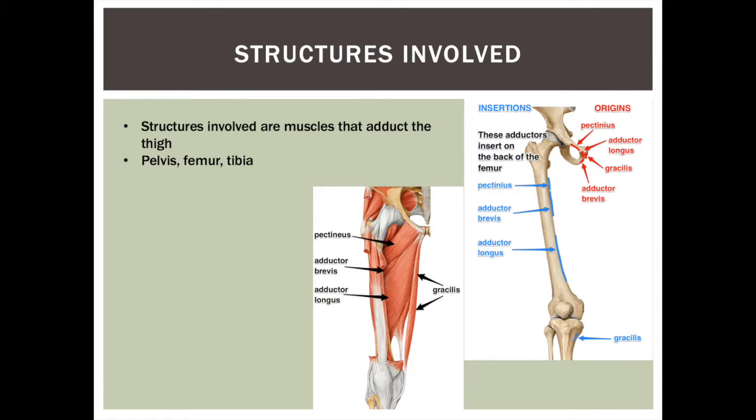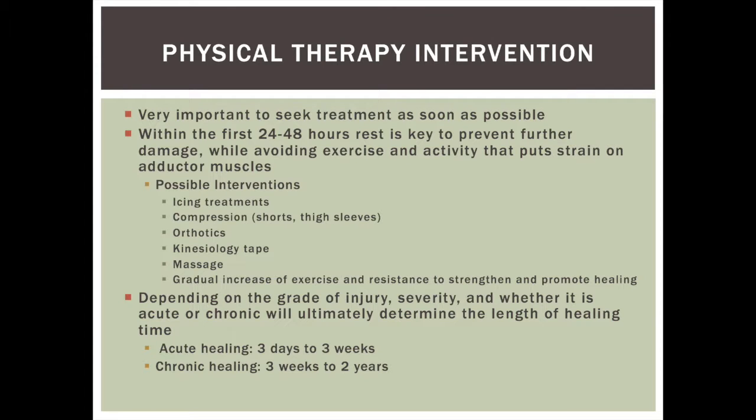The structures involved are all the adductor muscles of the thigh, as well as the pelvis, femur, and tibia that hold the origins and insertions of these muscles. It's crucial that the patient seeks treatment and avoids further damage by resting the inflamed muscle within the first 24 to 48 hours. Possible interventions include passive range of motion, initially followed by a gradual increase of exercise and resistance to strengthen and promote healing as the time progresses.